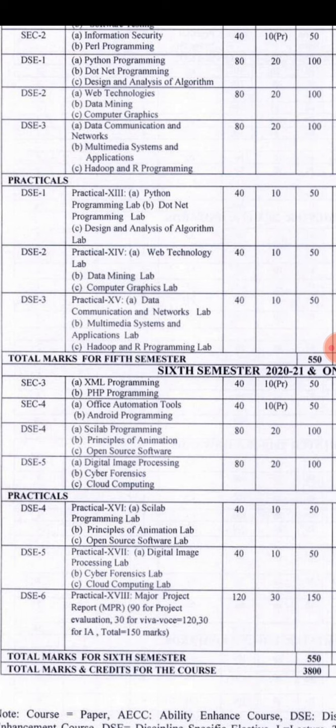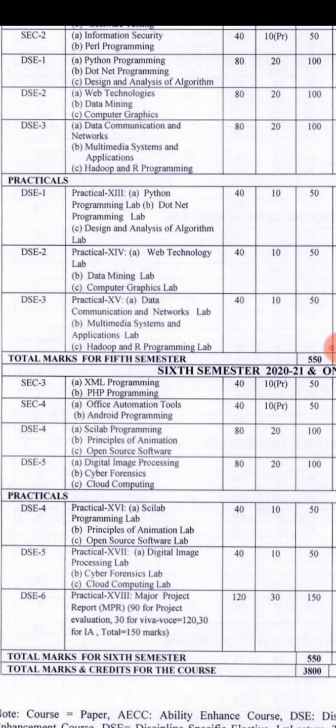Again there is a SEC 3 and SEC 4. So skill enhancement course, again XML programming or PHP, you need to choose one. And in SEC 4, office automation tools and Android programming. So among these 2 you choose one. Okay, next DSE 4 and DSE 5. Okay, only 2 theories are given in the 6th semester, right?